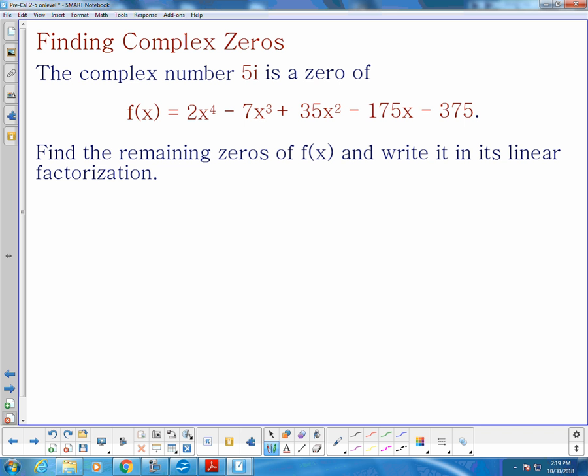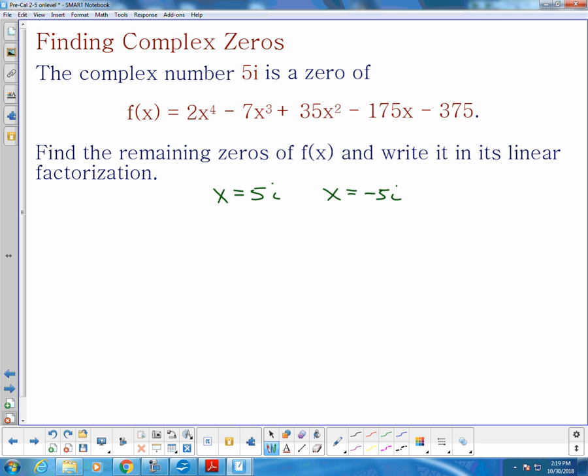Okay? So they're telling you we have a 4th degree. I'm given 1 root, 5i. Oh, but wait, if I'm given 5i, I automatically know... I would start a new page. If I'm given 5i as a 0, I would automatically have negative 5i as a 0. So I have actually 2 zeros.